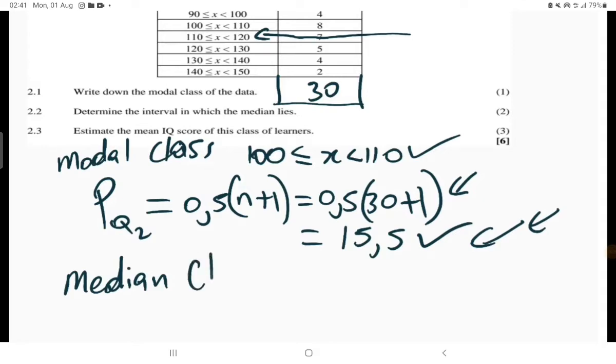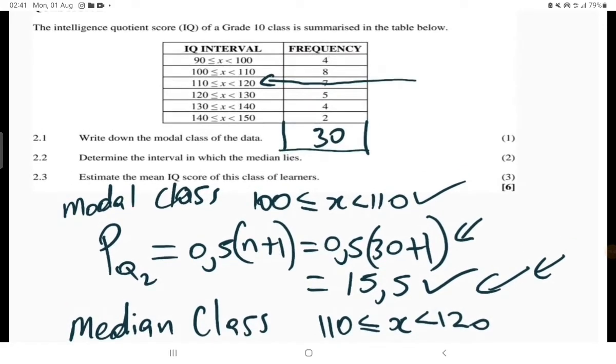Median class as 110 less than or equal to x, less than 120. So this is going to be the median class interval. After we have found the position, we count through our frequencies, from here to here to here, up until we reach the position, so that we take the correct interval, right?